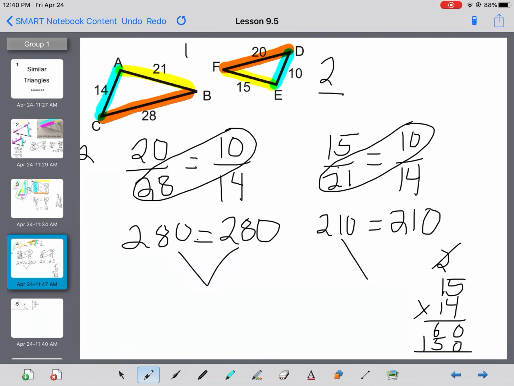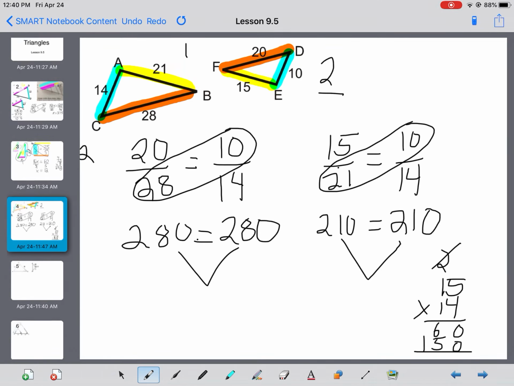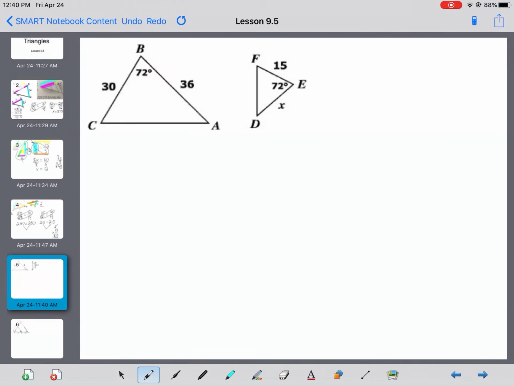So because all of these proportions equal each other, I know that all my lines are proportionate to each other, so therefore I do indeed have similar triangles. All right, let's do another one where we have to solve for the side. So here we need to solve for x.